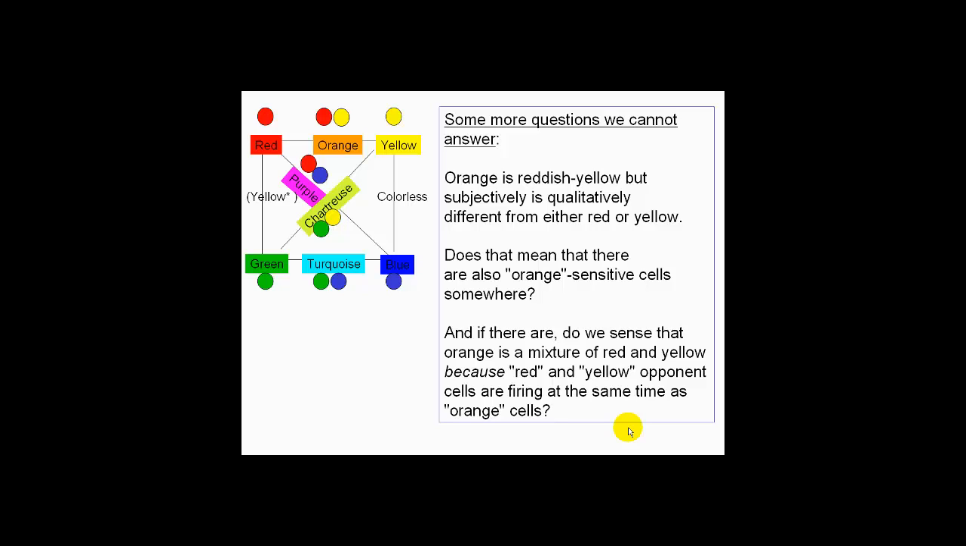Is it possible that there are, in fact, orange sensitive cells that are selected for orange? Is what's happening when we perceive orange, in part, that there are actually special cells firing that represent orange, rather than just having red cells and yellow cells firing? Don't know the answer to that except a little bit, which I'll show you in just a minute.